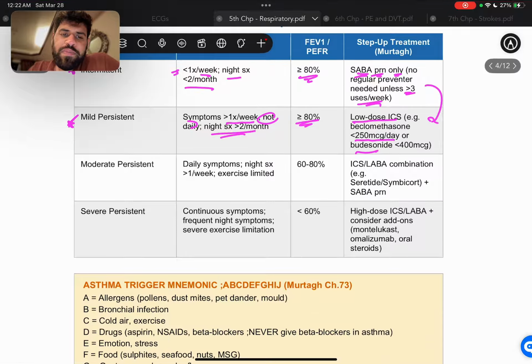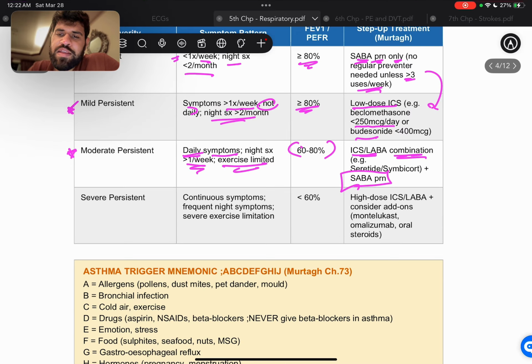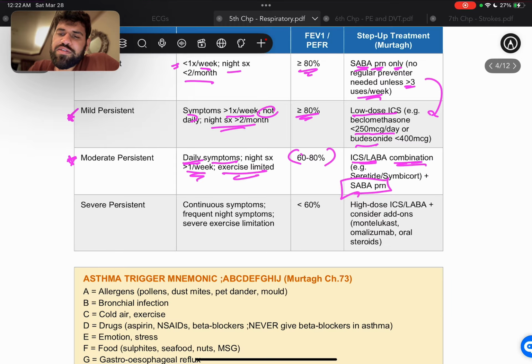All right. So now moving on to moderate persistent. So they have daily symptoms now. Night symptoms are more than one time per week, and exercise is limited in these patients. The ratio is going to be 60 to 80%, and for this we have to give them an ICS and LABA combination, all right, plus the SABA PRN that we discussed. And the combinations that are available are Symbicort or Seretide, and these could be given in the options. So just remember these names as well, other than the drug classes.